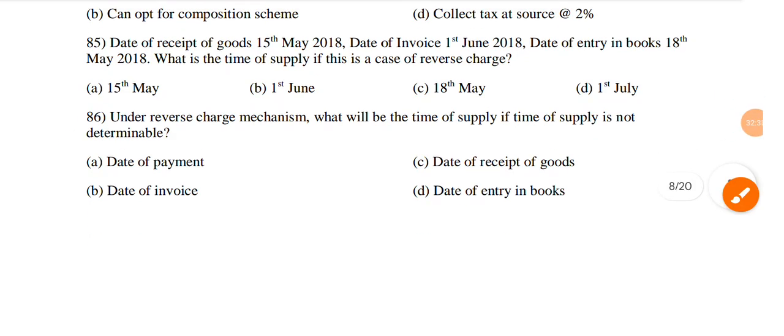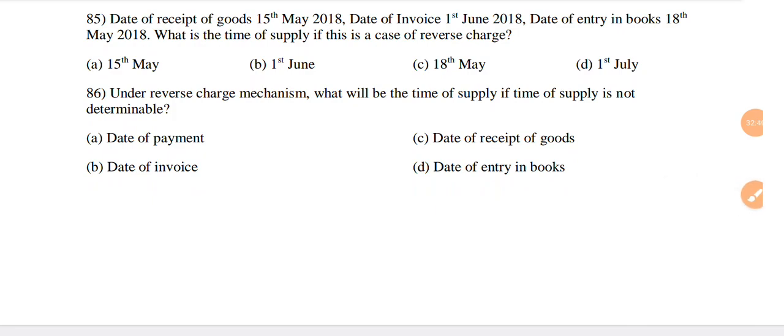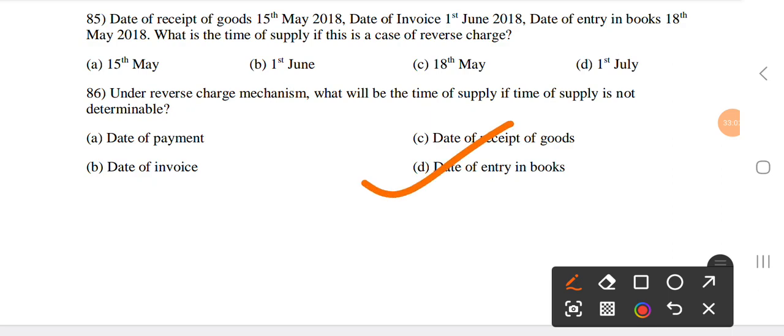Next question. Under reverse charge mechanism, what will be the time of supply if time of supply is not determinable? Option A, date of payment, B, date of invoice, C, date of receipt of goods, and D, date of entry in books. Then the correct option is D, date of entry in books.